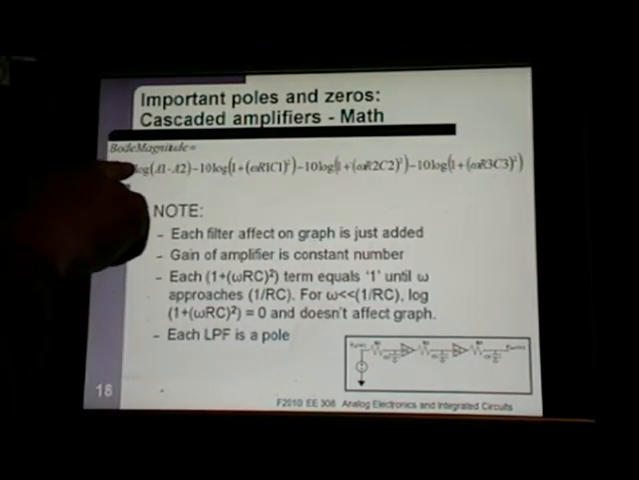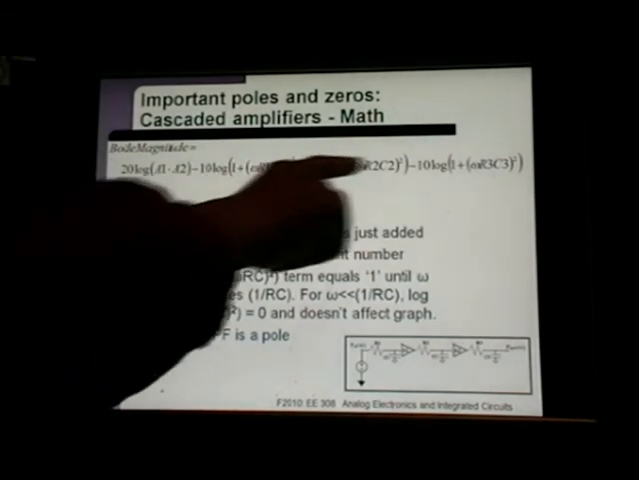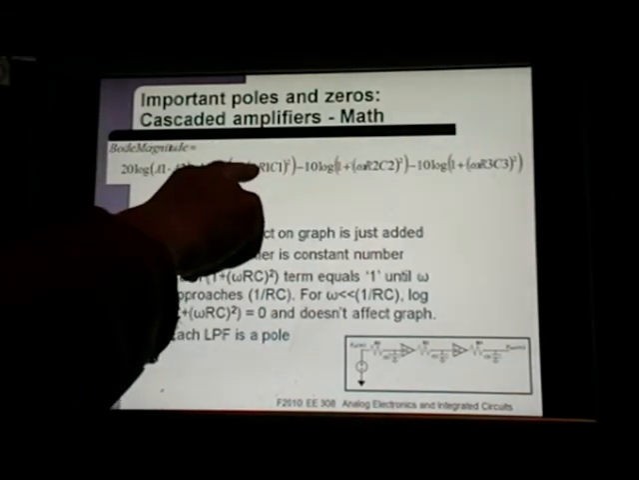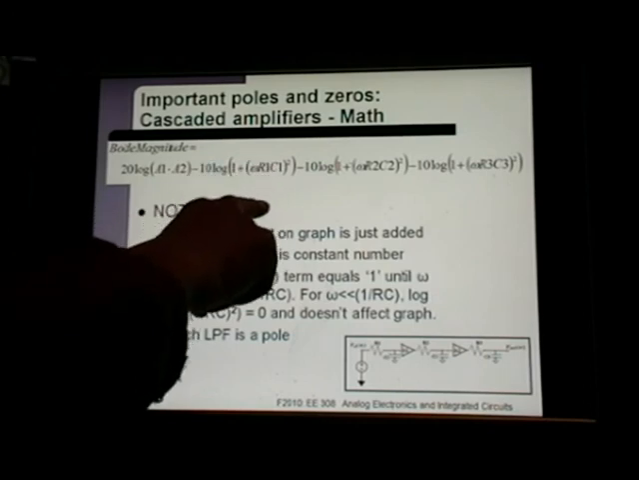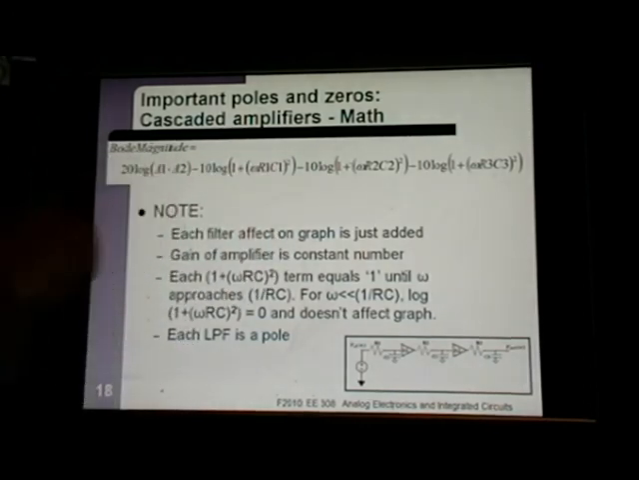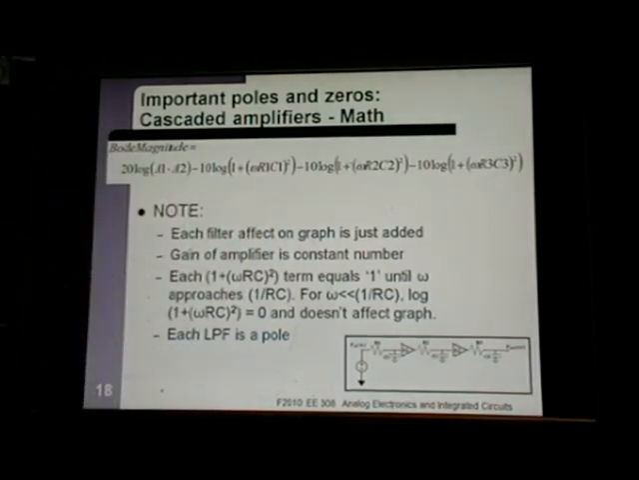And so you start out when omega is much smaller than all of these guys, much smaller than 1 over the RC, with just 20 log of A1 A2, which is a constant. So you start off your graph flat at 20 log of A1 A2.